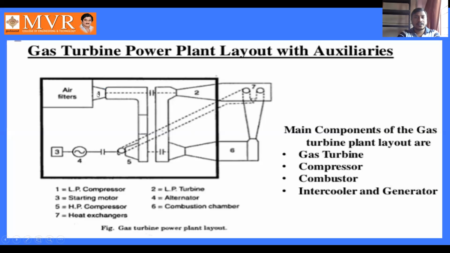When the air enters the low pressure compressor, the filter removes the mud and dust particles contained in the air. In the low pressure compressor, the compression takes place and the air moves with high temperature and high pressure into the intercooler. Here the box is known as an intercooler.